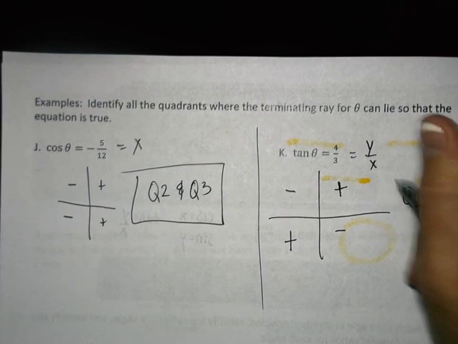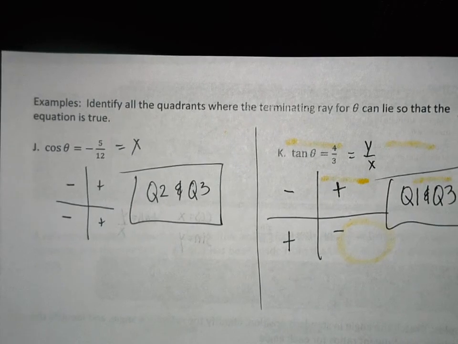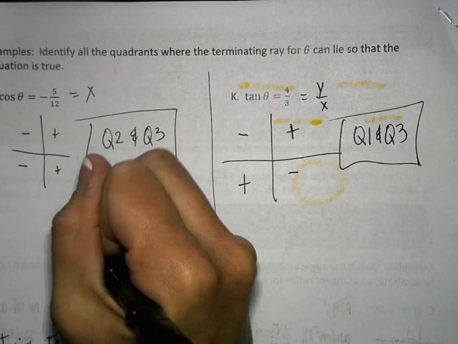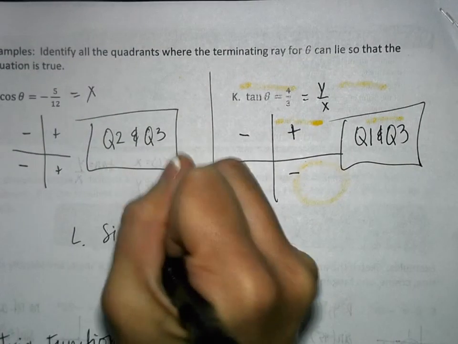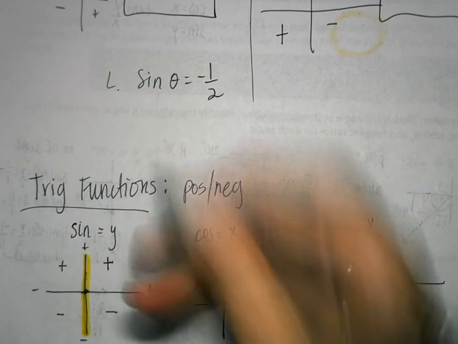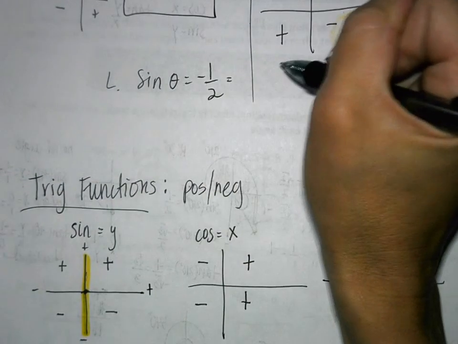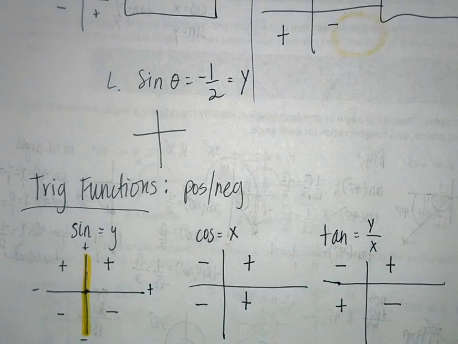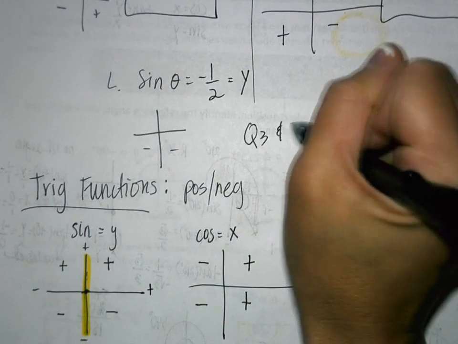Okay? And then I was going to do one with sine really quick. So let's just say we're going to add L. Sine of theta equals negative 1/2. Okay, sine is dealing with y. Where is y negative? Very good. So that answer would be quadrant 3 and quadrant 4. Okay, do we have any questions?